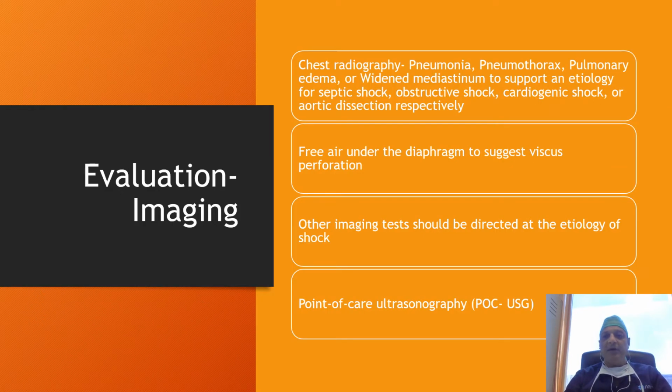Imaging helps in undifferentiated shock. With regards to chest radiography, pneumonia helps in diagnosing septic shock, pneumothorax helps in diagnosing obstructive shock, the presence of pulmonary edema helps in diagnosing cardiogenic shock, and the presence of widened mediastinum helps in diagnosing aortic dissection. Free air under the diaphragm suggests viscus perforation, and other imaging tests should be directed at the etiology of the shock.